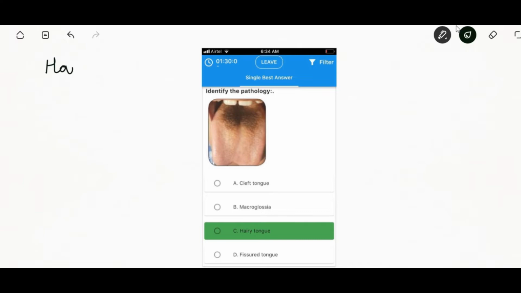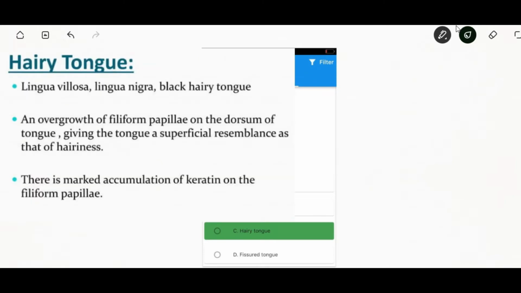Identify the image as shown in the diagram. So this is a hairy tongue, which is characterized by accumulation of keratin on the filiform papillae of the dorsal tongue that results in a hair-like appearance. What you will see in hairy tongue is an increase in keratin production or a decrease in the normal keratin desquamation.